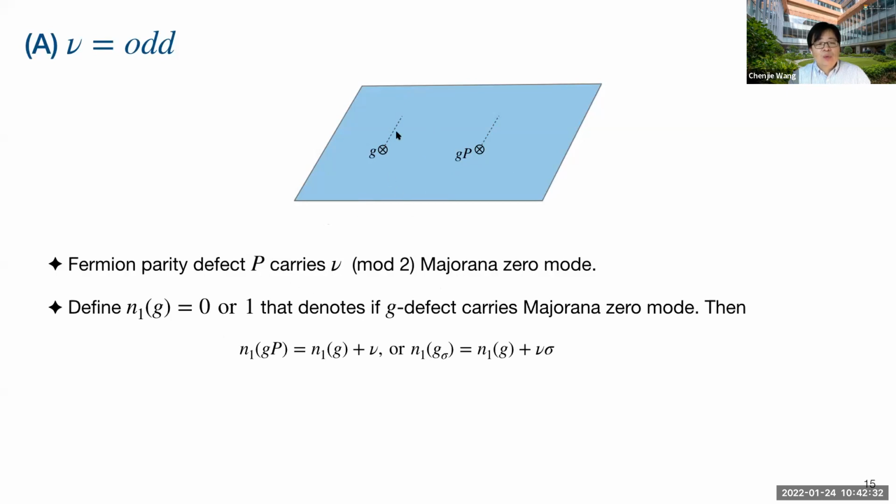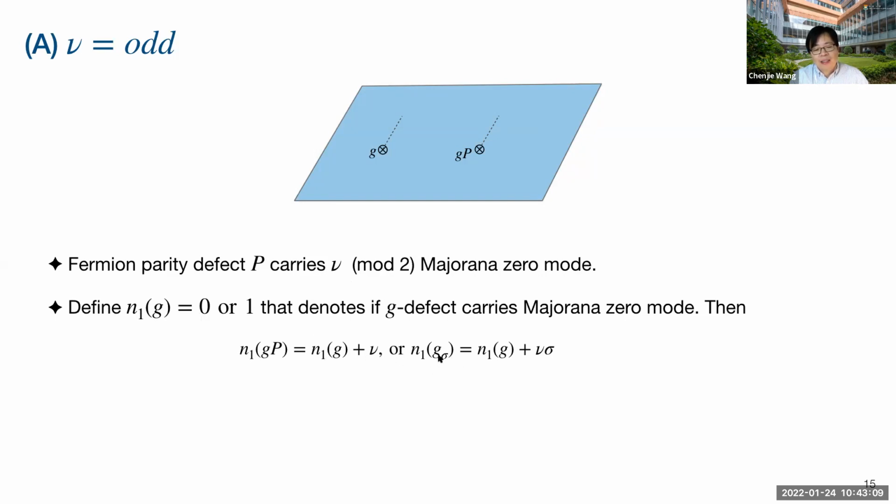Now when we insert this defect, we can also ask whether this g defect carries a Majorana zero mode or not. But in general, we don't know, so we use this function N1(g) to denote it. Literally, it only depends on one group element, and this value can be 0 or 1, denoting whether this g defect carries a Majorana zero mode or not. Because the fermion parity P carries Majorana nu, you can say that N1(g_F) is N1(g) plus nu.